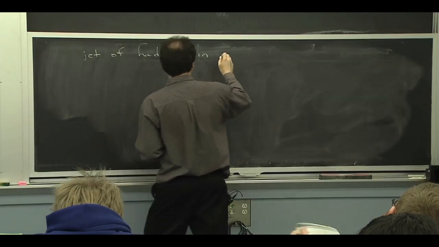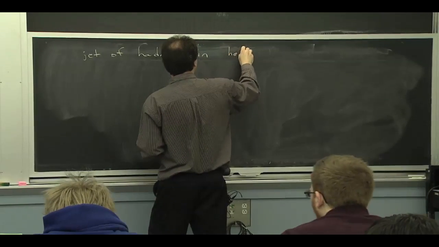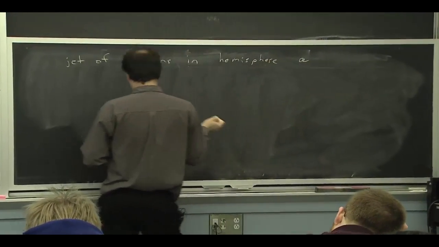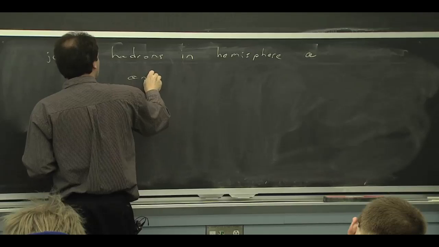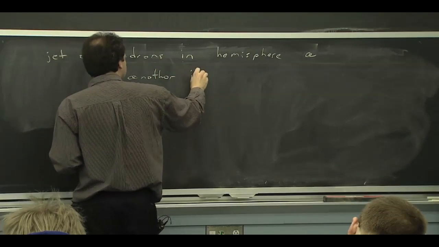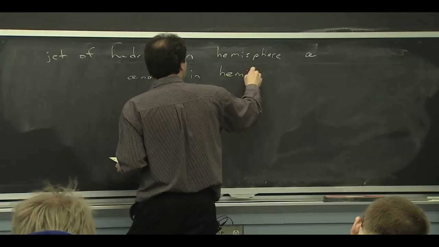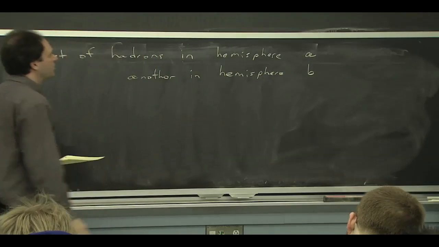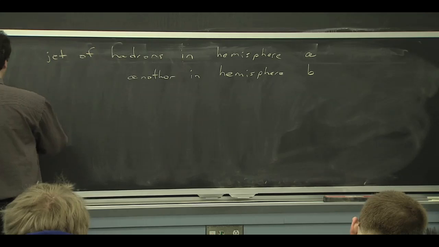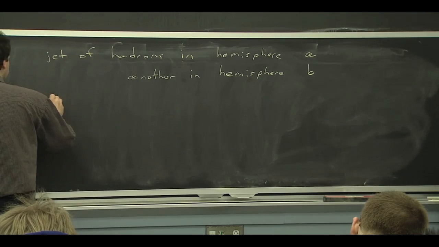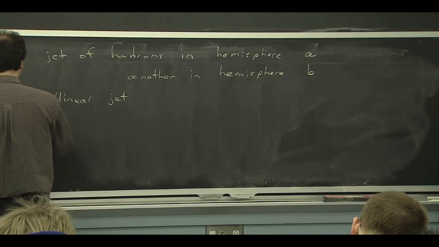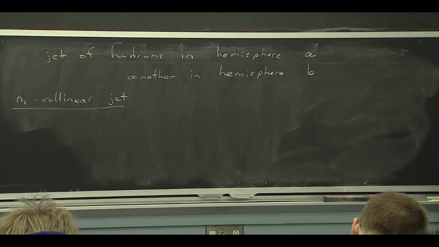So we have a jet of hadrons in hemisphere A. And we have another one in hemisphere B. So in some ways, we can talk about A and B independently. So let's start off by talking about A, which is what I call the n1 collinear jet.